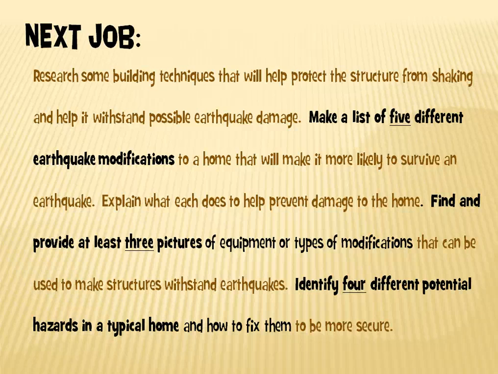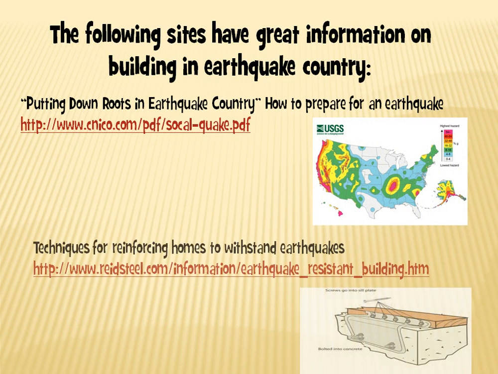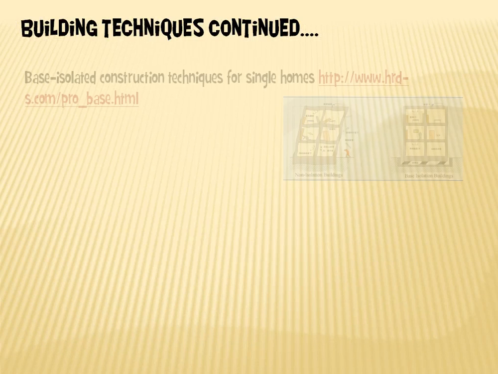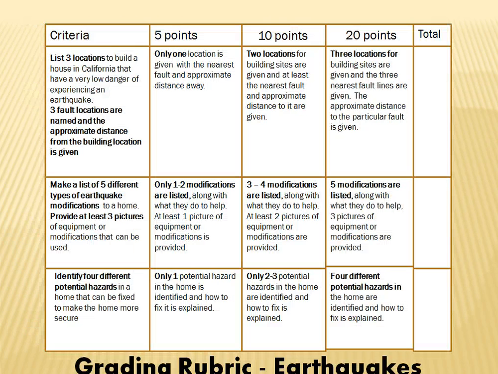Find and provide at least 3 pictures of equipment or types of modifications that can be used to make structures withstand earthquakes. Identify 4 different potential hazards in a typical home and how to fix them to be more secure. The following sites have great information on building in earthquake country. Here's a grading rubric to tell you what's expected.